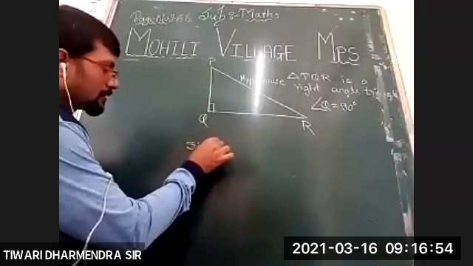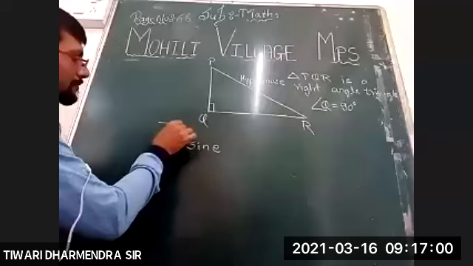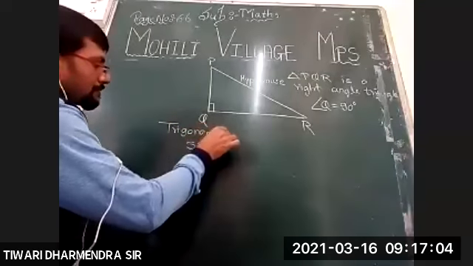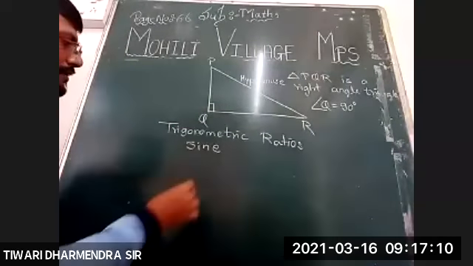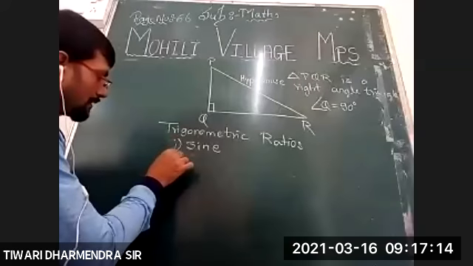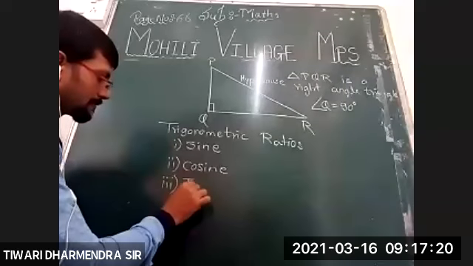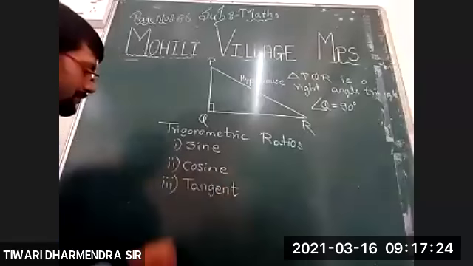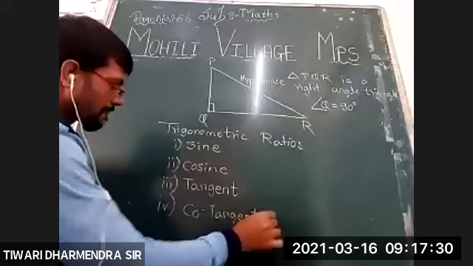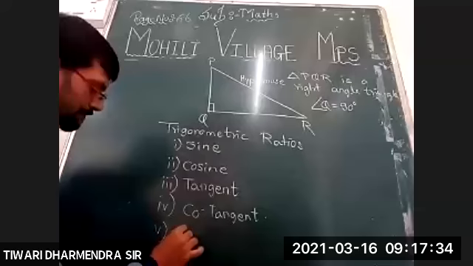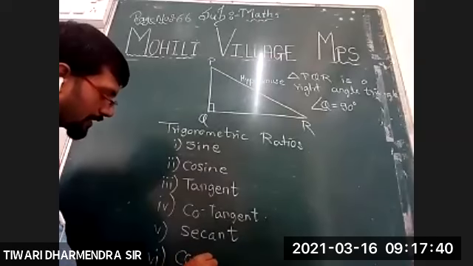Formula for sine. This is one of the trigonometric ratios. So what we're going to deal with: trigonometric ratios. Which are they? Sine, second, cosine, third, tangent, fourth, cotangent, fifth, secant, and sixth, cosecant.